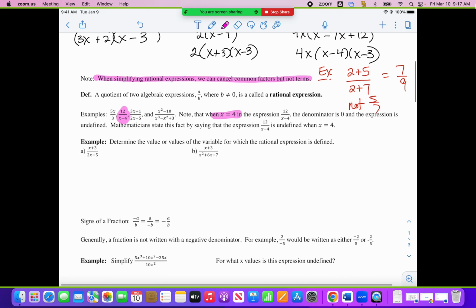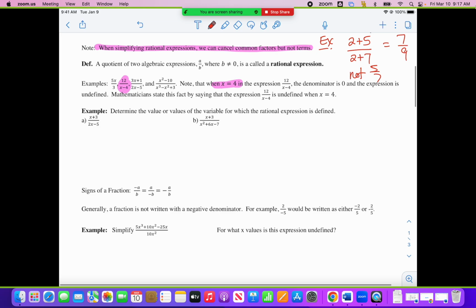So we're going to talk about the domain. Domain comes back into play. So in my first example, it says determine the value or values for which an expression is defined. Here's what you do. Set the denominator equal to 0. That will be the restriction.